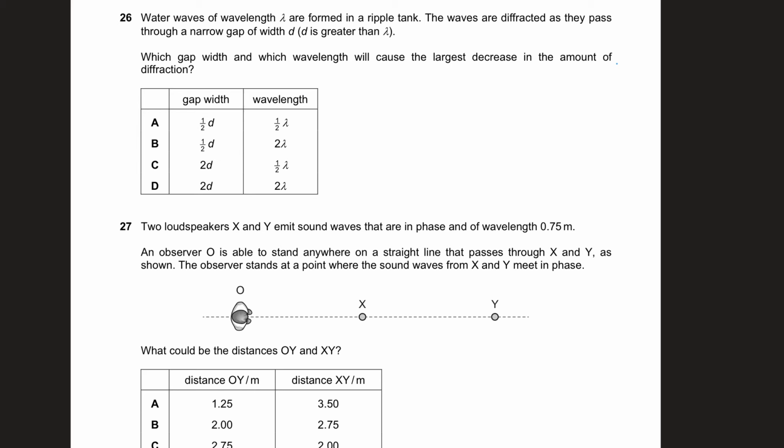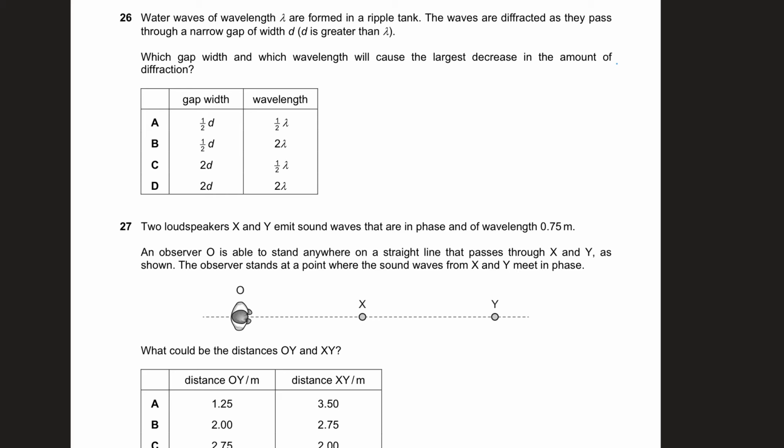Question 26 is, waves of wavelength lambda are formed in a ripple tank. The waves are diffracted as they pass through a narrow gap of width d. d is greater than lambda. Which gap width and which wavelength will cause the largest decrease in the amount of diffraction? So we want to decrease the diffraction.